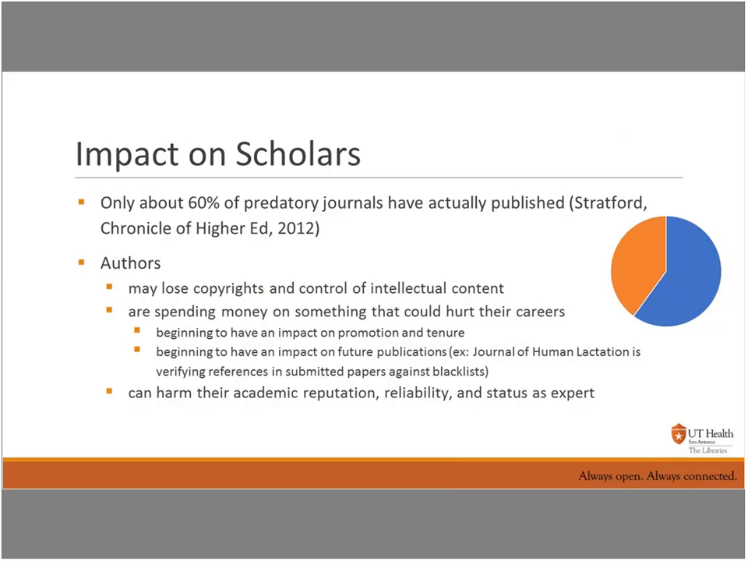If you look at that little circle, the pie graph, this is just meant to show you that scholars have put their work out there so it could be published, but only 60% of those have actually been published. So what happens to the other 40% of articles that have been submitted? They're actually lost to that author, because they lose their copyright, they lose control of intellectual content, and they're spending money that they're not going to get back. This could really hurt their career and their academic reputation.